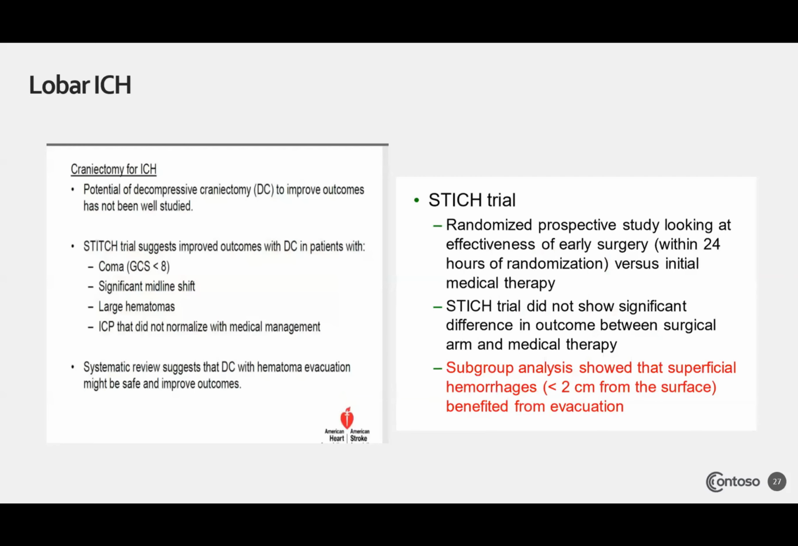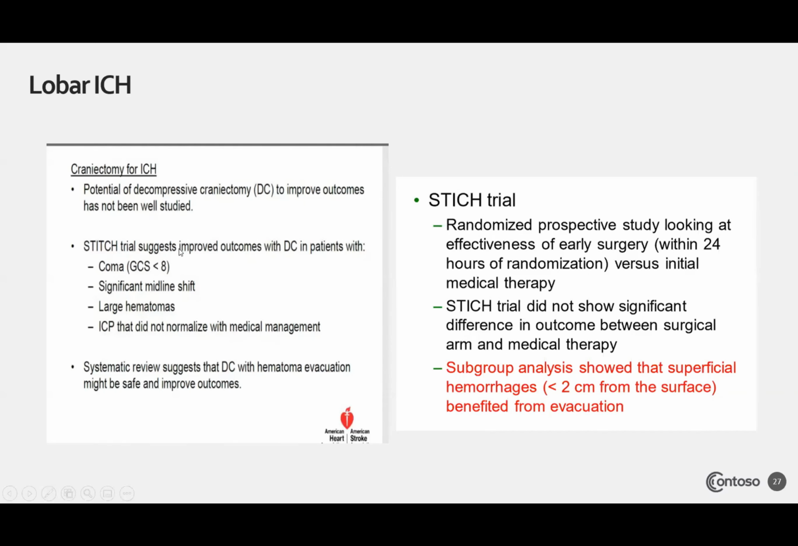Lobar ICH, craniotomy of ICH. The STICH trial is the initial trial, and if you put any meta-analysis for these patients, for these trials, it will have a big impact because this is the largest trial.